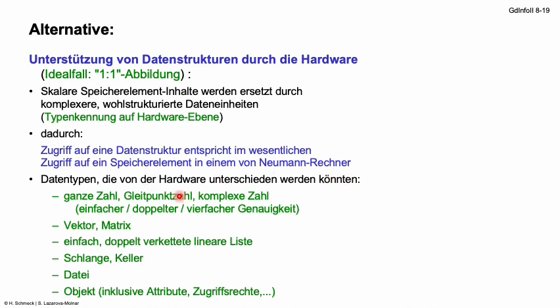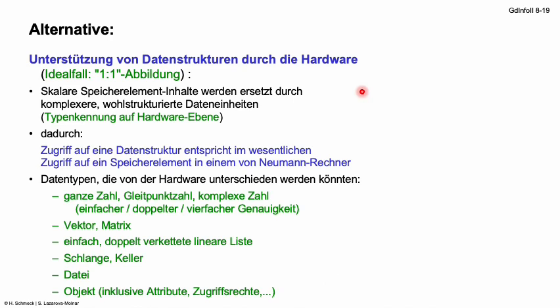So there are different data types that could be implemented in this way, such as integers, floating point numbers, complex numbers, vectors, matrices, simple or doubly linked lists, queues and stacks, and files, as well as objects, which could be implemented in this one-to-one correspondence to the hardware.